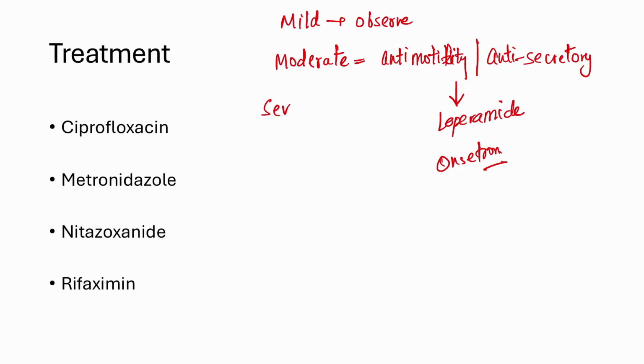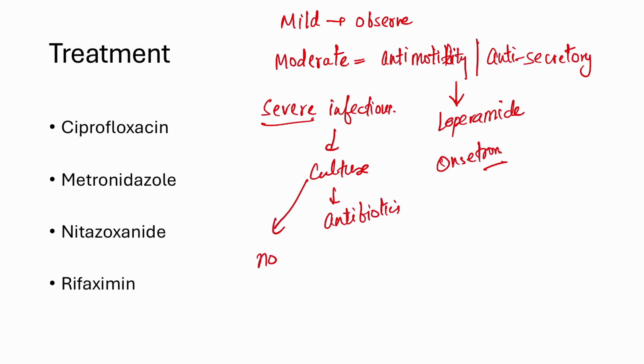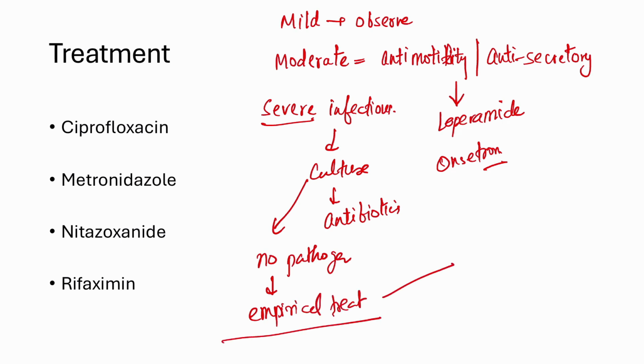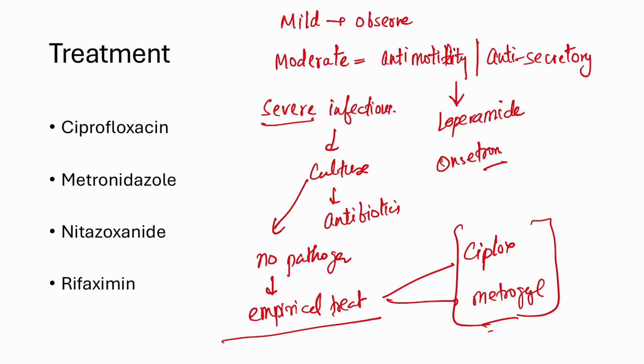If there is severe infectious diarrhea, you will do culture and antibiotics. But if you find no pathogen, then you have to give empirical treatment. What is the empirical treatment? It is Ciplox, Metrogel. Metrogel means metronidazole. So these two will form the empirical treatment.